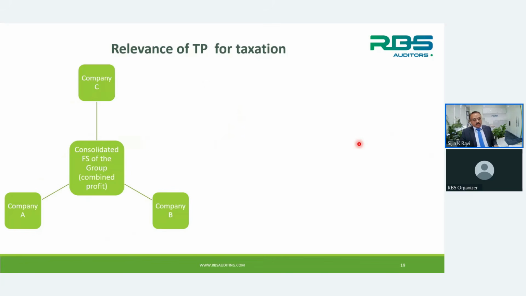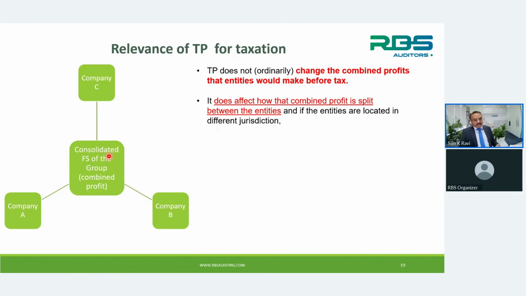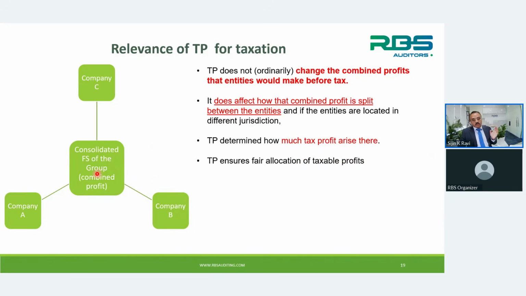So let's see the relevance of TP for a transaction. For example, company A is situated in one country, company B in another, company C in another, and you have to consolidate the entire group profit. If you consolidate the entire group profit, the TP does not ordinarily change the combined profit of the entities. But it is split between the entities, whatever the profit relating to company B, that will be affected. That means the respective country has to do the adjustment in their respective jurisdiction. Then you do the consolidation.